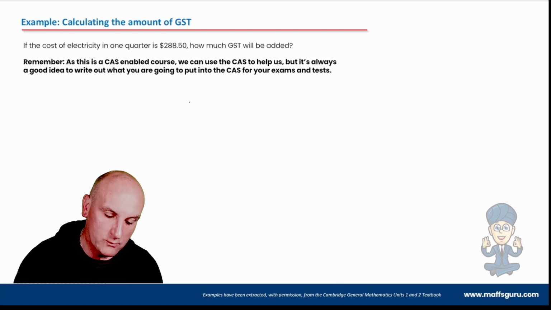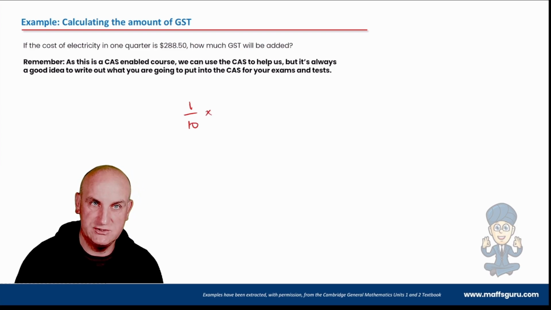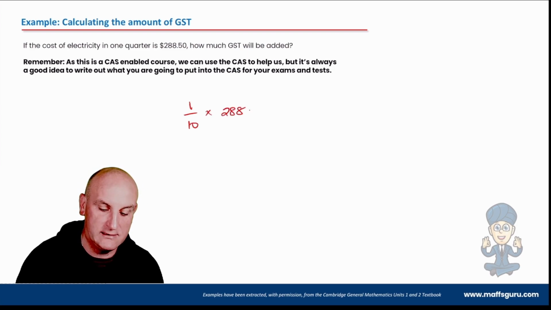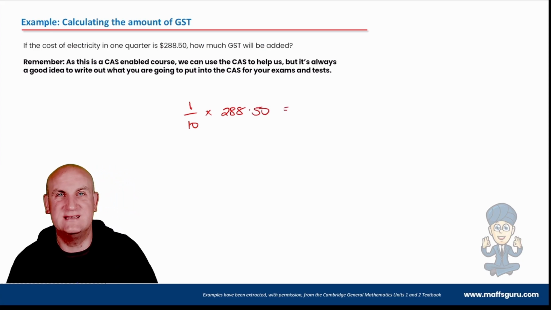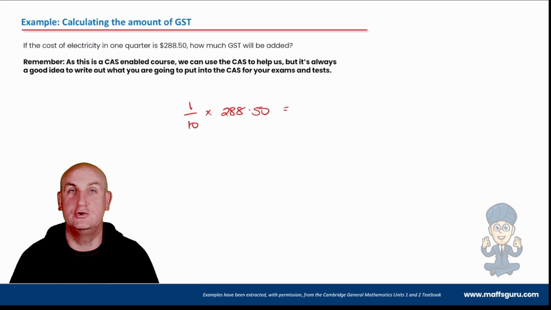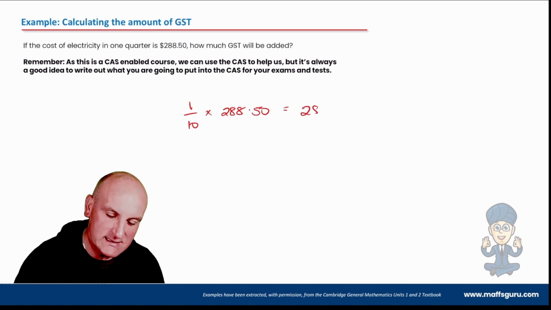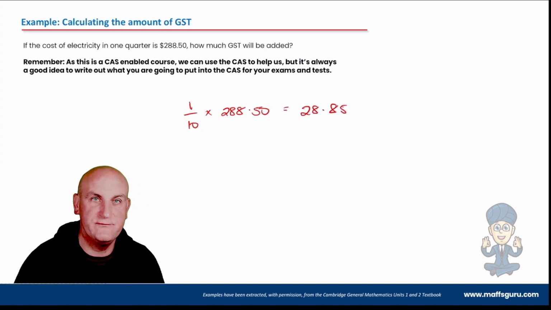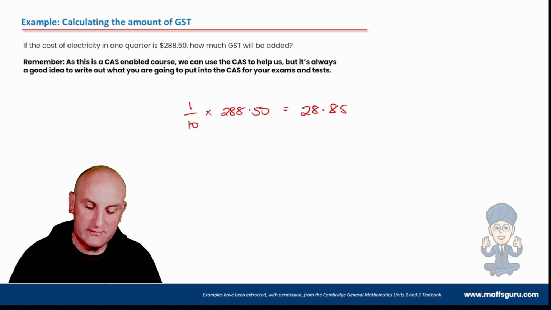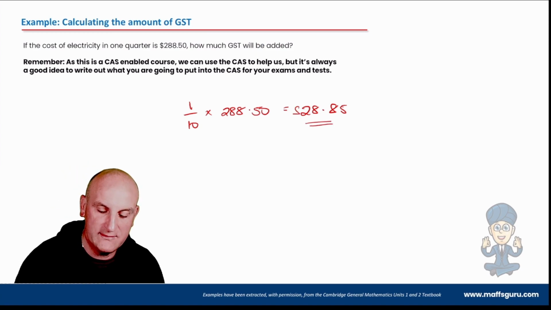So what do I do? Well, I do 1 on 10 times whatever it is I'm adding GST onto, $288.50. Now I know that 1/10 of something is dividing by 10. I can move my decimal point 1 place to the left. That's one way of doing it. If you want to do it quickly, dividing by 10 is really easy. Move your decimal point 1 place, which will give me $28. Now, is that the answer to my question?